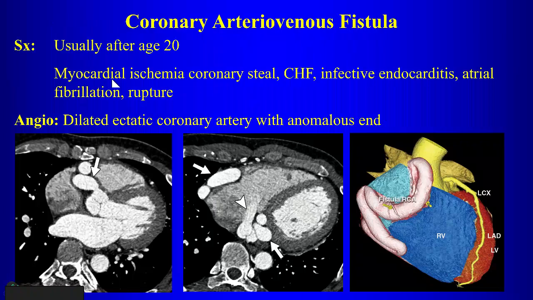So these usually present in early adulthood, and can present with myocardial ischemia, coronary steal, CHF, infective endocarditis, arrhythmias, rarely rupture. Usually you'll see a dilated coronary artery. It's important to follow it to the end of the vessel to see where it goes. When we see dilated coronary arteries like that, we want to follow them. We want to see where they're going.